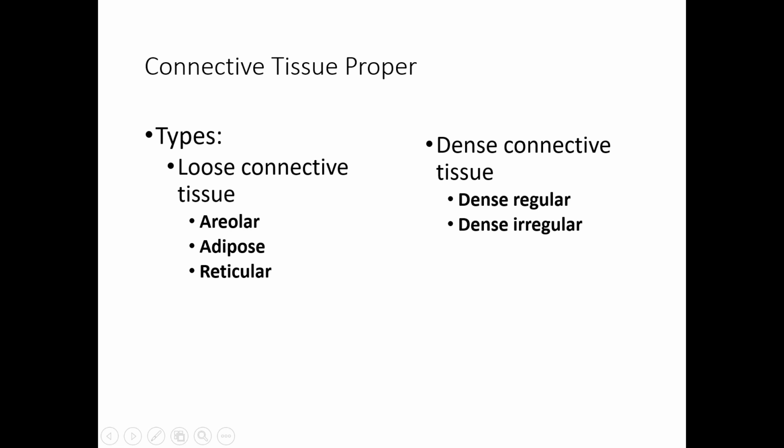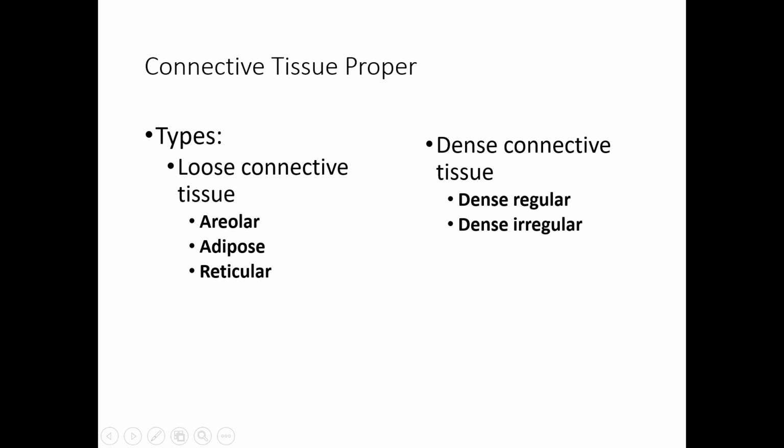Okay, so we're still talking about connective tissue proper, and there are two main types, loose and dense connective tissue proper. Loose, there are 3 types, dense, there are 2 types. We'll go through all of them. And for each of them, you need to know their structure, be able to describe what cells make this tissue, what fibers, and what is a ground substance.